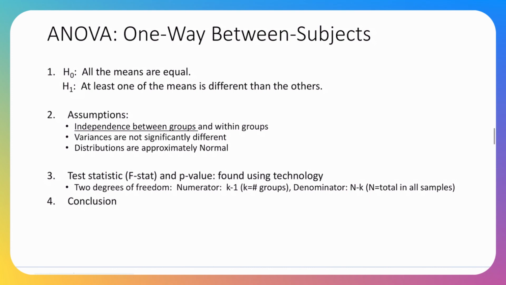Now, when you do a one-way between subjects ANOVA, your null hypothesis is that all the means are basically the same. All the means are equal. And your alternative is at least one of the means is different than the others.